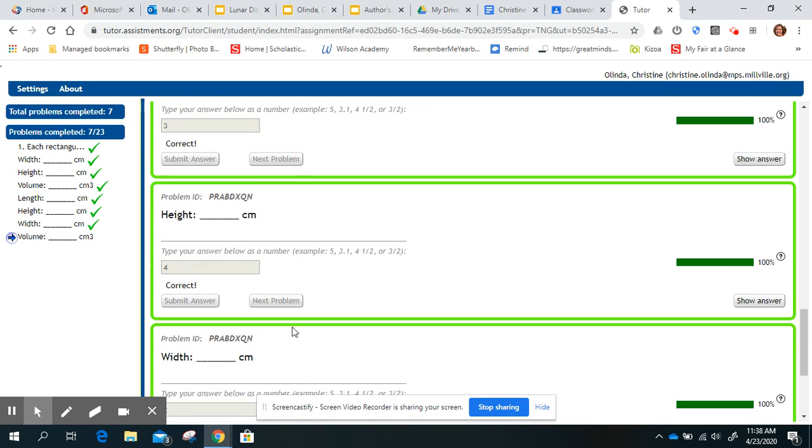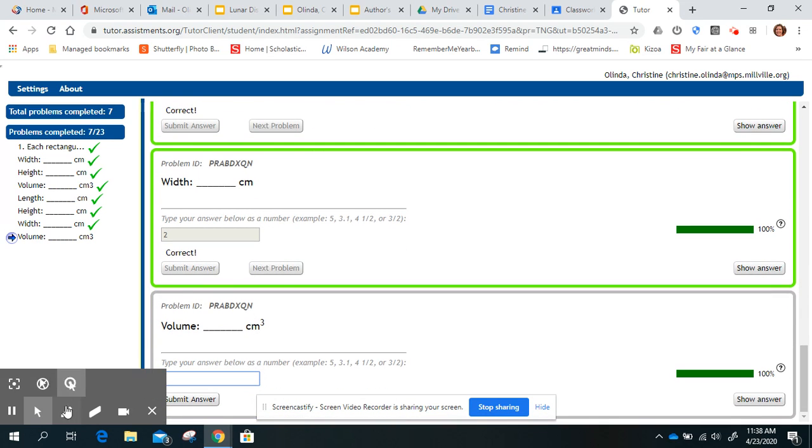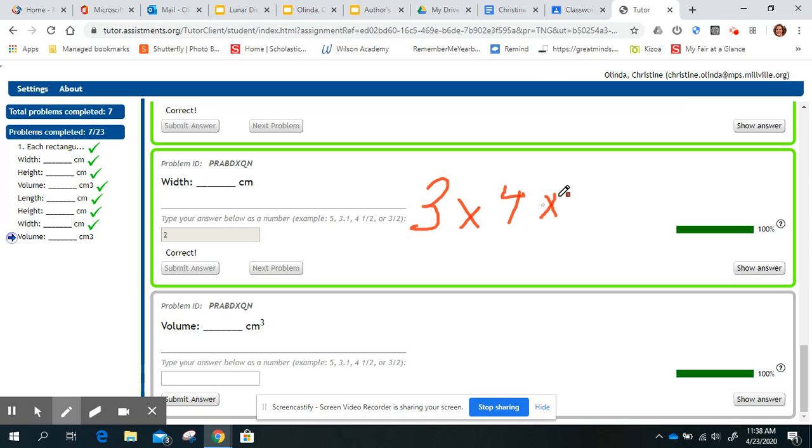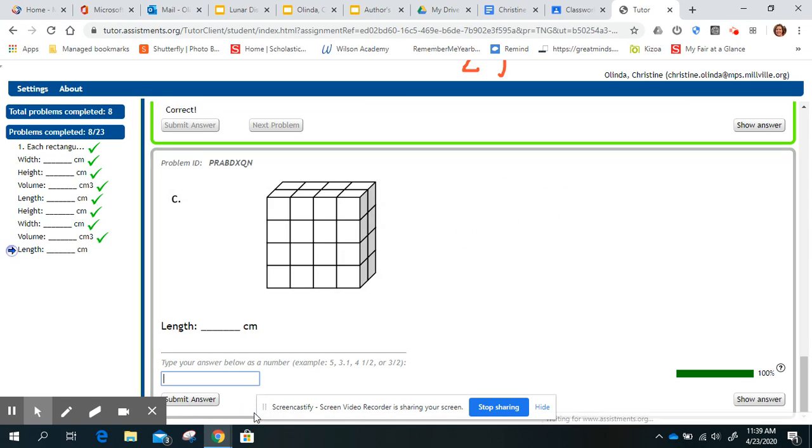And it says, what is the volume? So I have to take my answers. The length is 3, the height is 4, and the width is 2, and I need to multiply them together. So I'm doing 3 times 4 times 2. So 3 times 4 is 12. I know I did that part first, then I bring down the multiply and the 2. 12 times 2 is 24. And so I can type my answer here and write 24. And then I'll submit, and I got it correct, and I'll go to the next question.